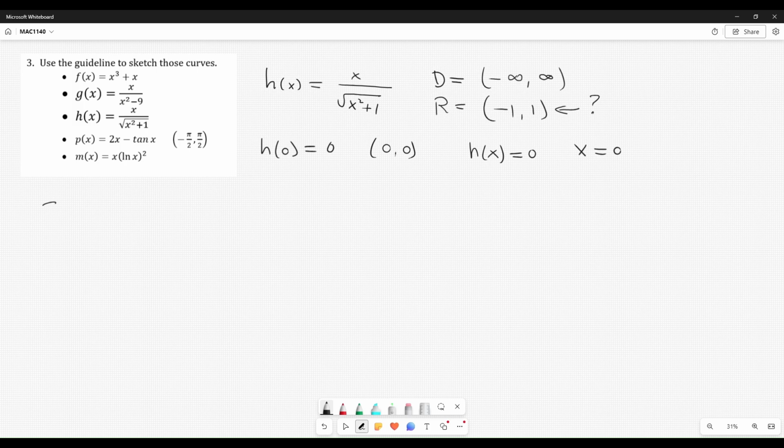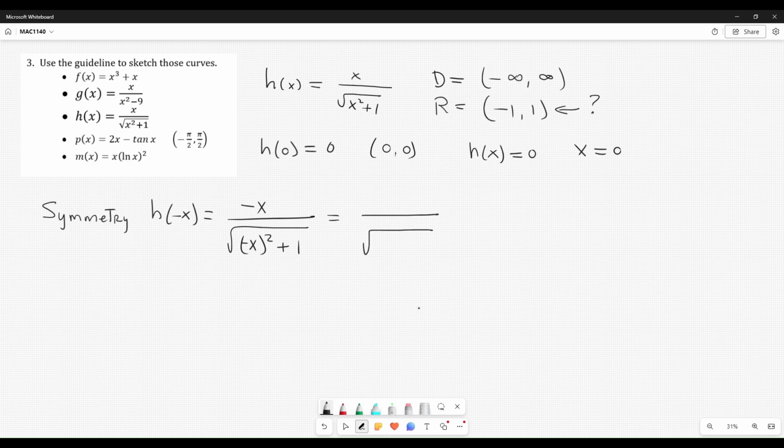Symmetry. Symmetry is replacing x with negative x. It's negative x over square root of negative x squared plus 1. It's obvious that this part stays the same because the exponent is an even number, but the numerator is not. Entonces this is a classical odd function.